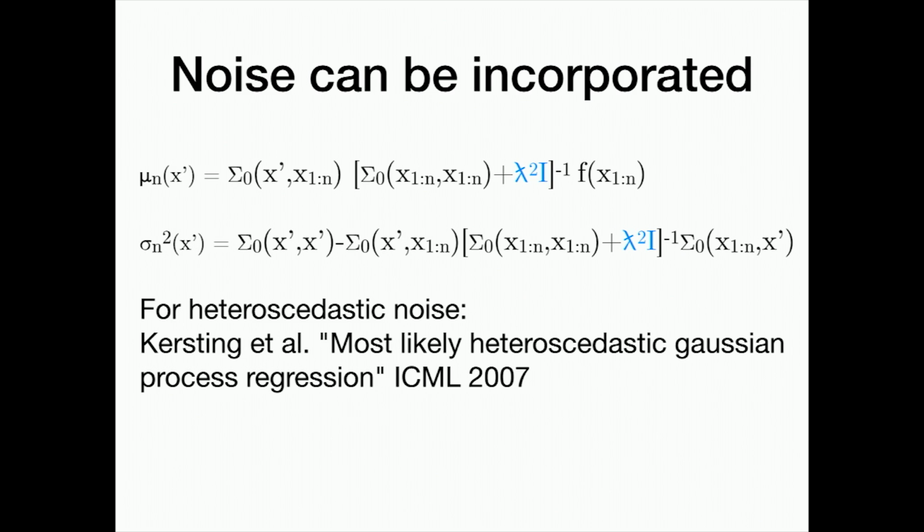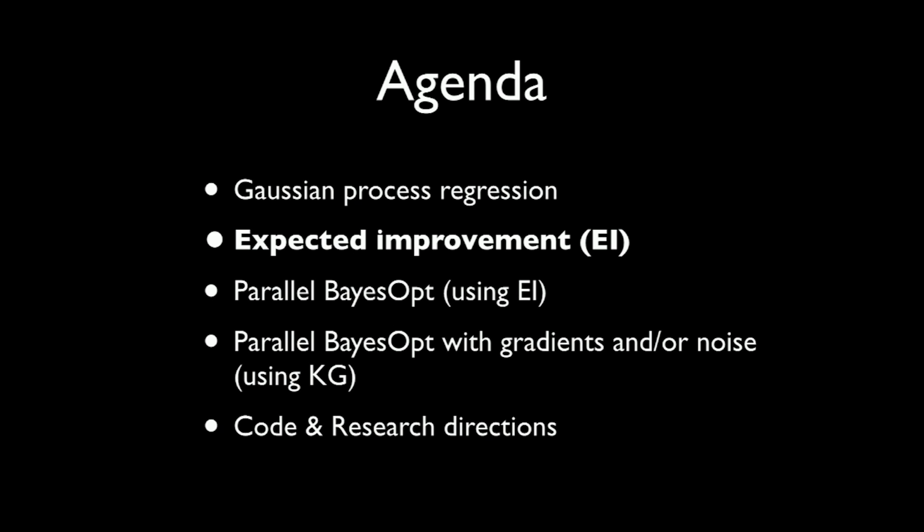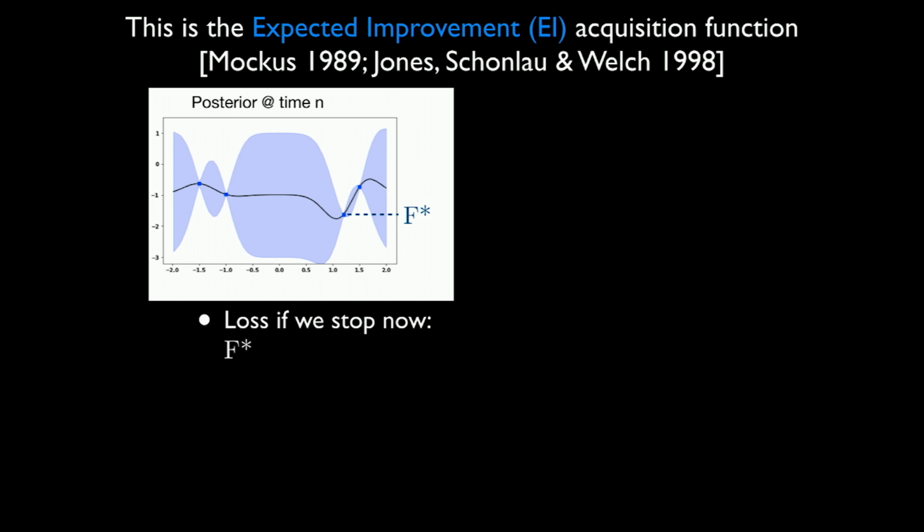All right. So expected improvement is the most widely used acquisition function. If you just remember, we did a whole bunch of statistical inference about our objective, and now we want to use that statistical model in order to decide where to sample. Expected improvement is derived using a decision theoretic argument. So here I'm going to be minimizing. Imagine that this is my posterior after n evaluations.